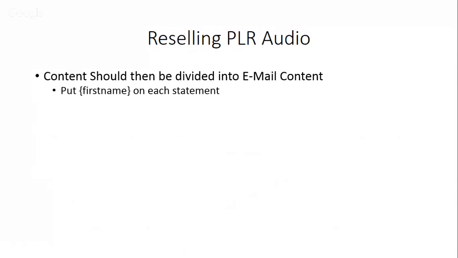You want to put whatever that personalization code in there, right? For Aweber, you put in first name, and I think it's an exclamation point. But whatever it is for your autoresponder, put first name in each segment. Whatever the designation is for URL, put that in the appropriate place. So where the link goes, put URL.